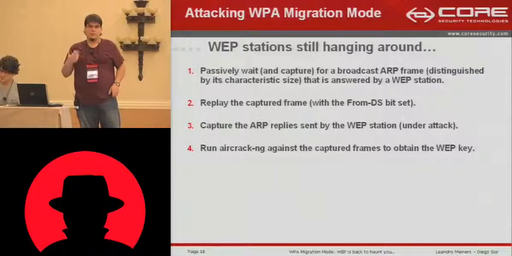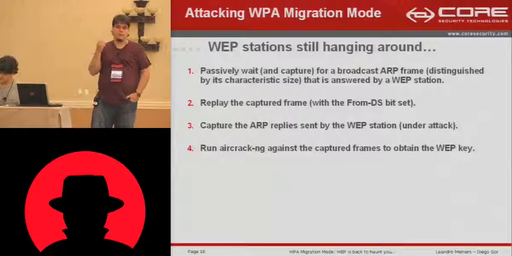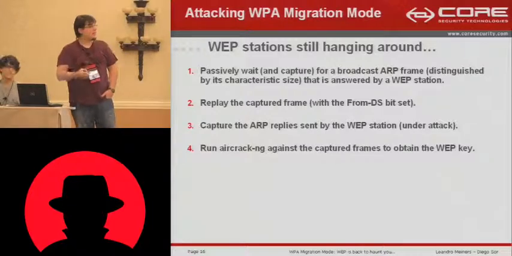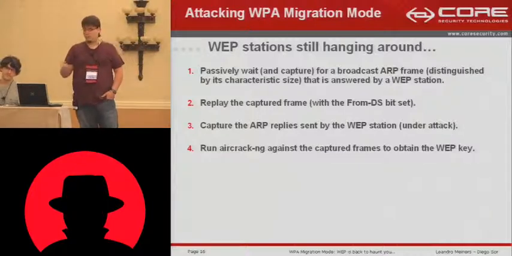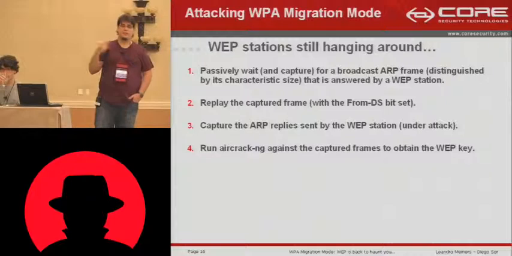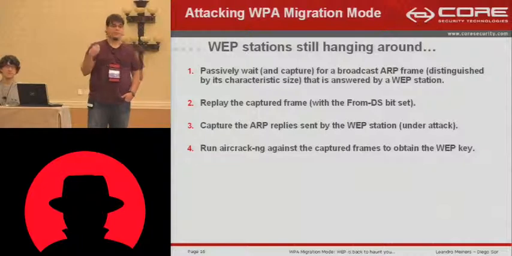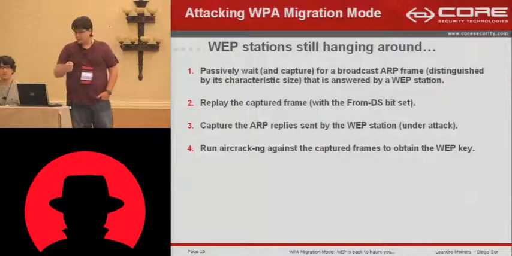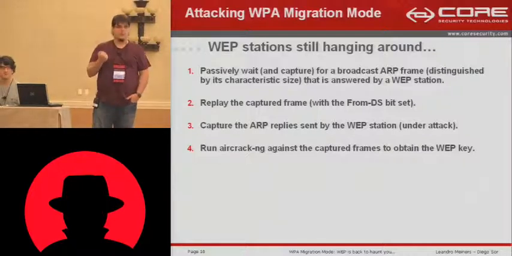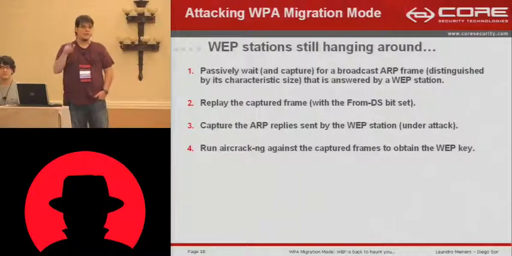So basically we passively wait and sniff to find a broadcast ARP frame, which we can distinguish even though it's encrypted by its characteristic size. And as Diego mentioned, all broadcast traffic is encrypted with WEP, which is what all stations would understand. So we wait to see that type of frame, and a frame that is answered by a WEP station. We can see this by doing a little bit of traffic analysis and seeing when the station replies. We capture that frame, and since WEP has no replay protection, we re-inject the same frame, sending it directly to the station.